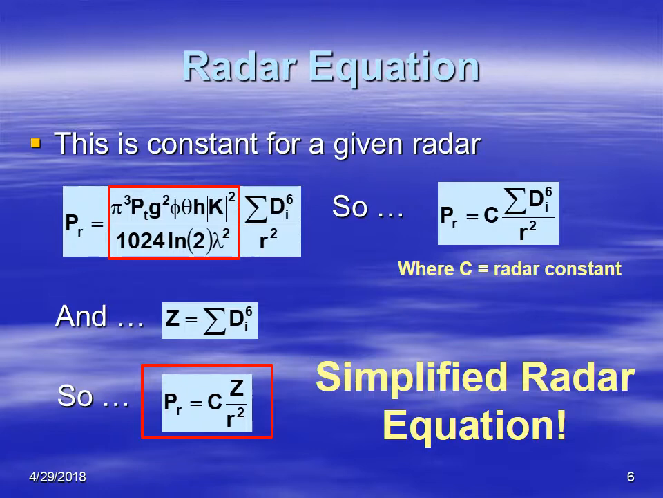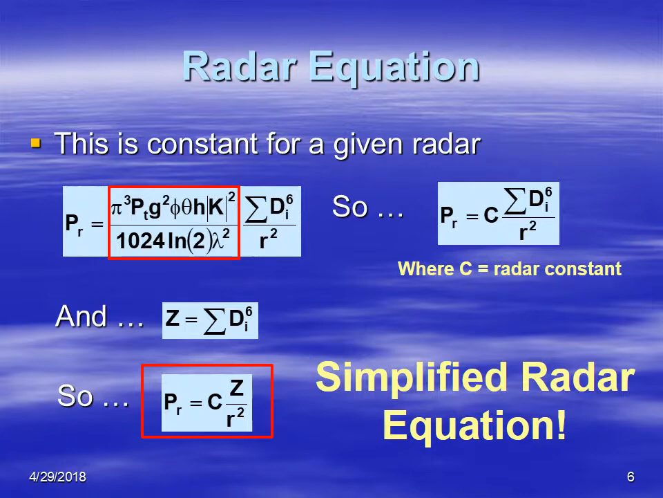And then we know other things. We measure the power that's coming back to the radar. That's PR. That's what the radar tells us. It tells us how much power is coming back. C is the radar constant, depends upon the radar itself and the wavelength and the pulse length and things like that.